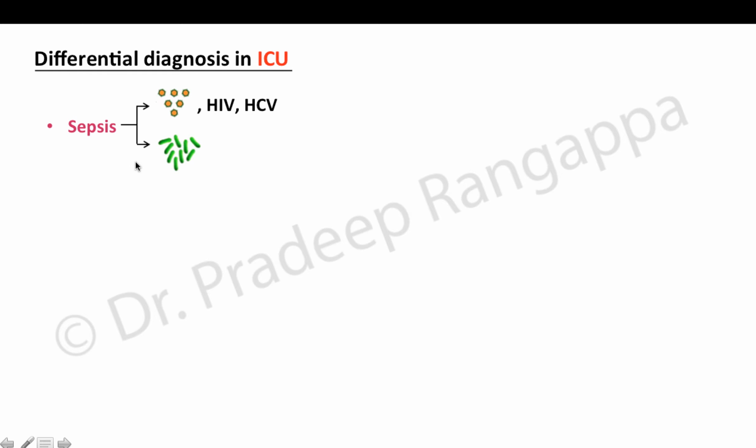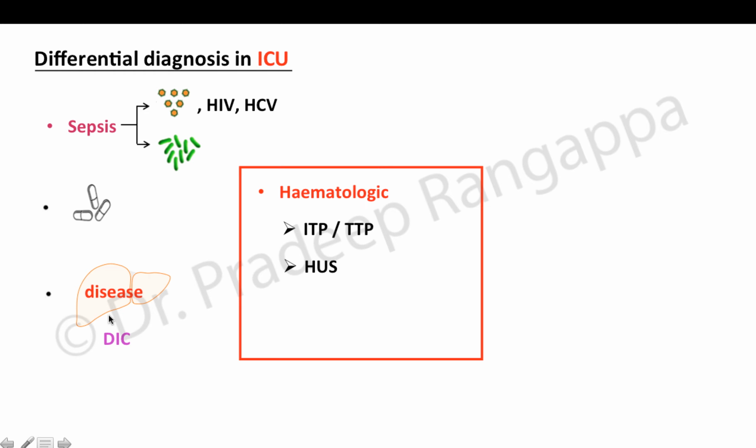So what are the differential diagnoses of thrombocytopenia in ICU? As I mentioned, in ICU it is always the common conditions that should come to your mind. Sepsis is the common condition which tends to be the cause of thrombocytopenia in many patients, and it can be viral sepsis or bacterial sepsis. Any chronic viral infections like HIV and HCV can also cause low platelets. And drugs, I think we will have a separate slide on the drugs that cause thrombocytopenia. And as I already mentioned, liver disease or DIC, disseminated intravascular coagulation.